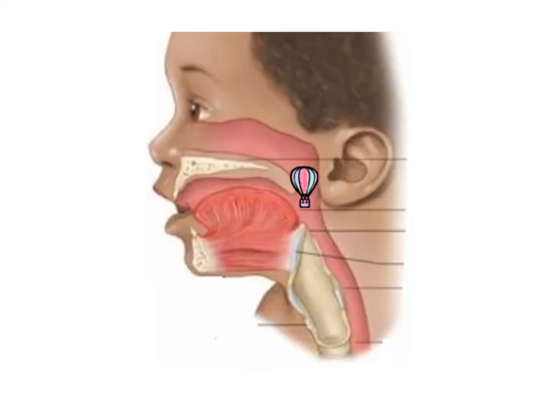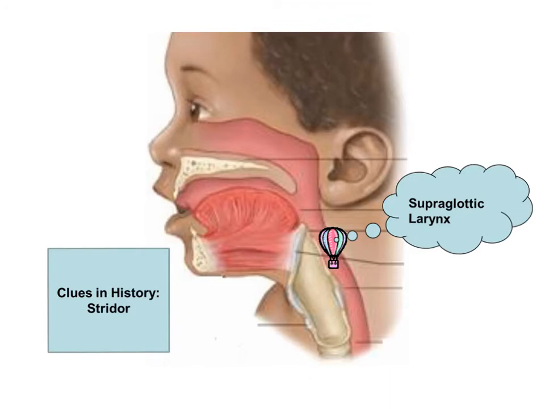Our next stop is a supraglottic larynx. The clue here will be stridor.